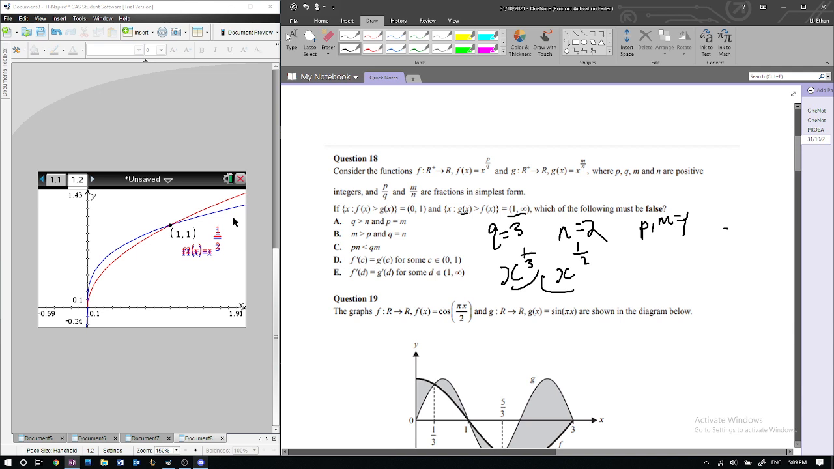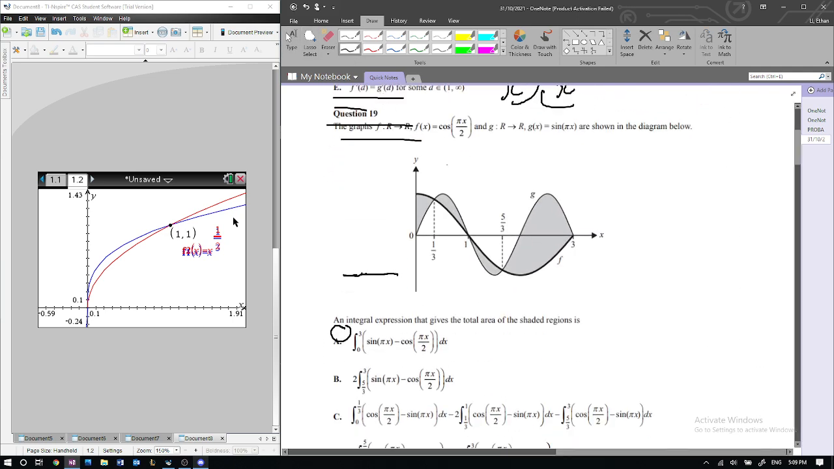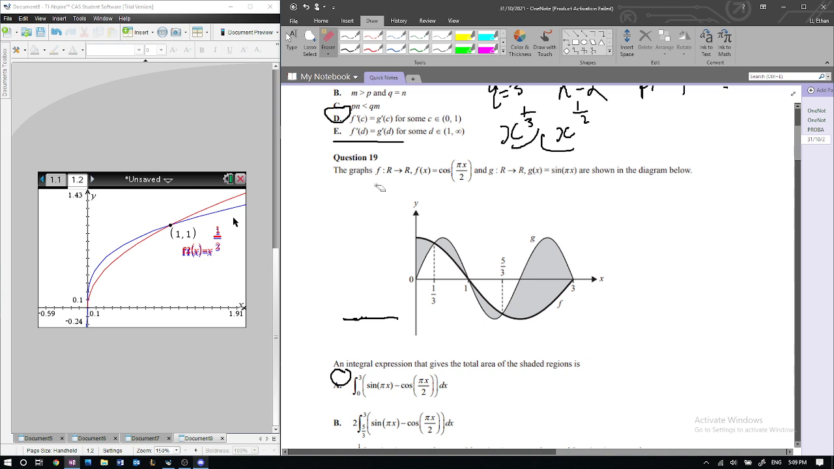And also, I think one of the hard things about this question is understanding what it's saying. So make sure that you know what this notation is: the x such that f of x is greater than g of x for the interval 0, 1, and g of x is greater than f of x for the interval 1 to infinity. So there's that. Moving on to the second question.